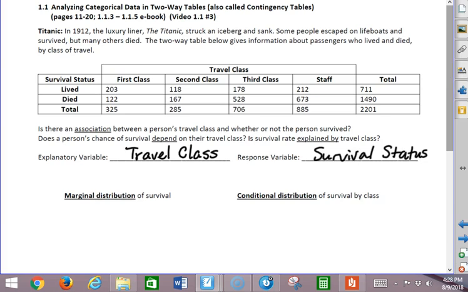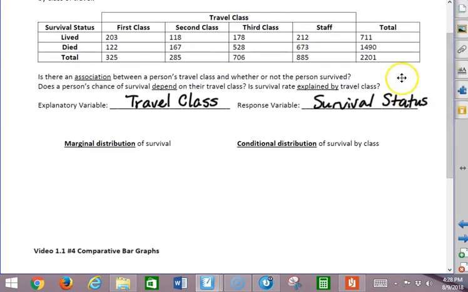Now we're going to calculate two types of distributions in a contingency table or a two-way table: the marginal distributions and the conditional distributions. The marginal distributions are computed using the totals column, either the totals of all the people in the travel classes or the totals of all the people in the survival classes. The conditional distributions would be the distributions within one particular value of a variable. So like the distribution of people who lived by class, or the distribution of people who died by class, or the distribution of survival within first class, second class, third class, and staff.